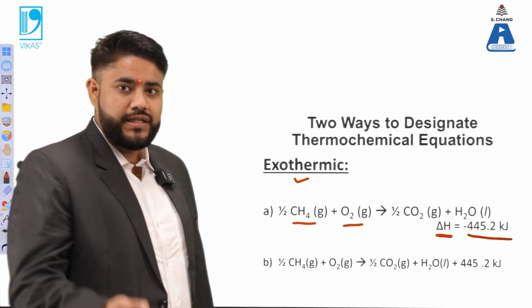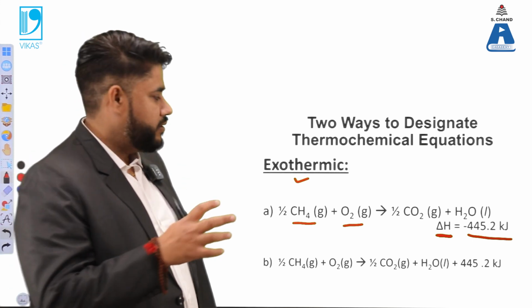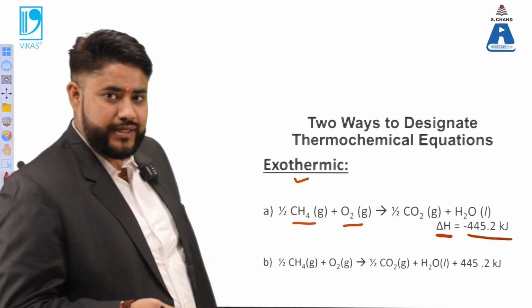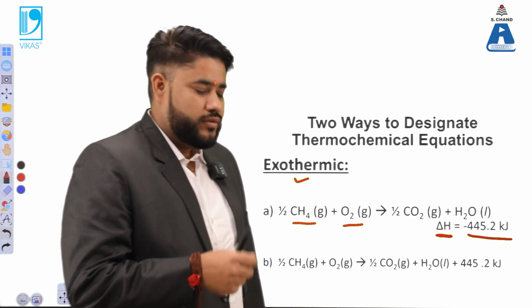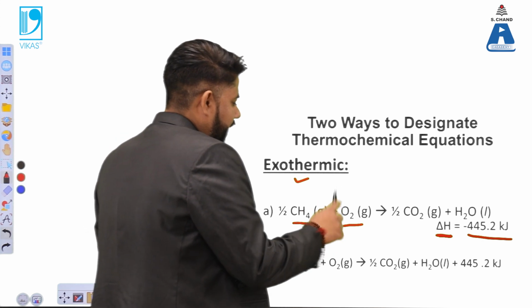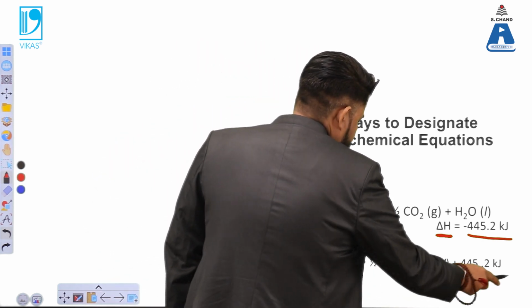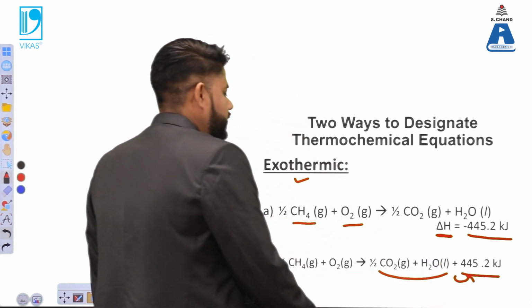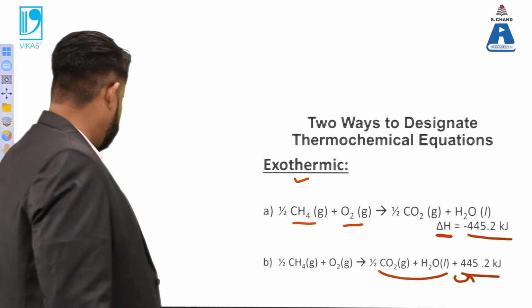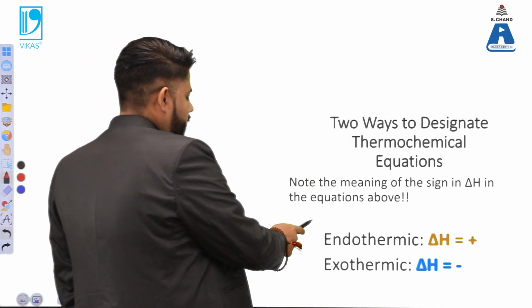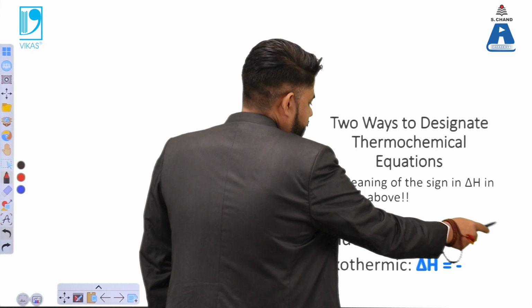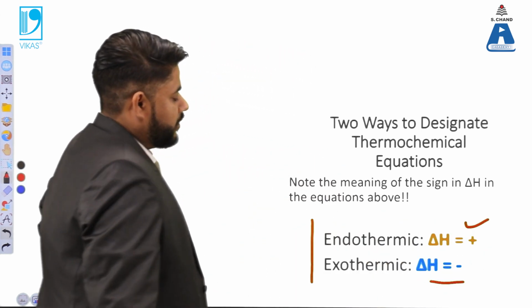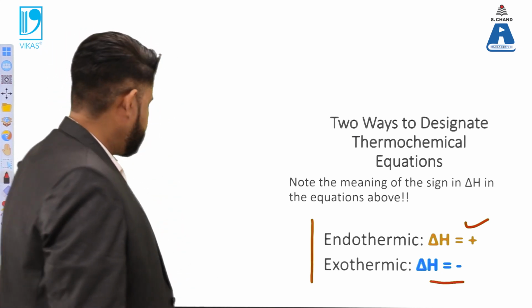When this heat value is represented as a negative quantity, that indicates that heat is released from the reaction, and that specifically indicates an exothermic reaction. Otherwise, you can add this value on the product side: CO2 plus water plus this value indicates an exothermic process. So, summarizing, you have two signs. For endothermic, you have a positive sign of delta H. For the exothermic reaction, you have the negative sign of delta H.